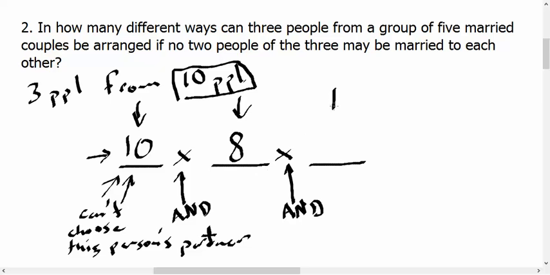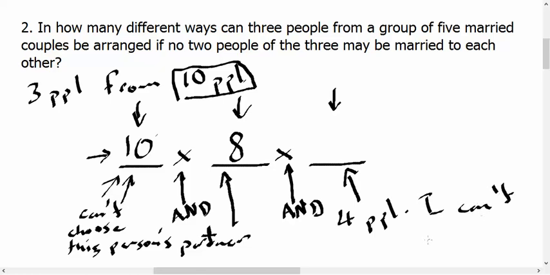All right, now I'm going to get to the last slot. Now remember, I've already chosen 2 people, so I can't choose either of these 2 people that I've already chosen. And I also can't choose either of their partners because I can't choose the first guy's partner, but I also can't choose the second person's partner, right? So that's a total of 4 people who I can't choose. So when I get here, there are 4 people I can't choose. So that means that I had 10 to begin with. There are 4 that I can't choose. I've only got 6 who I can choose.